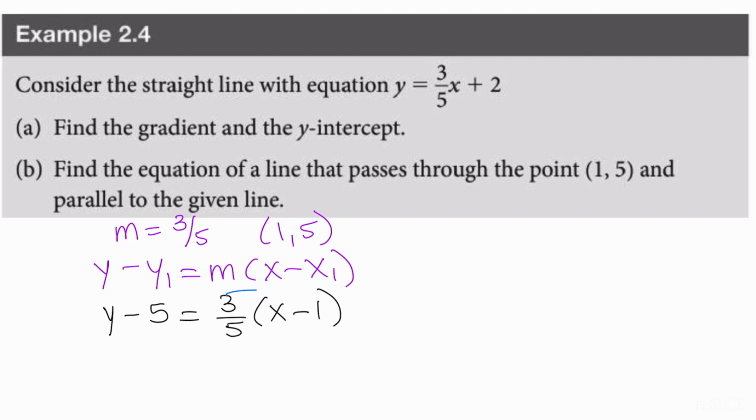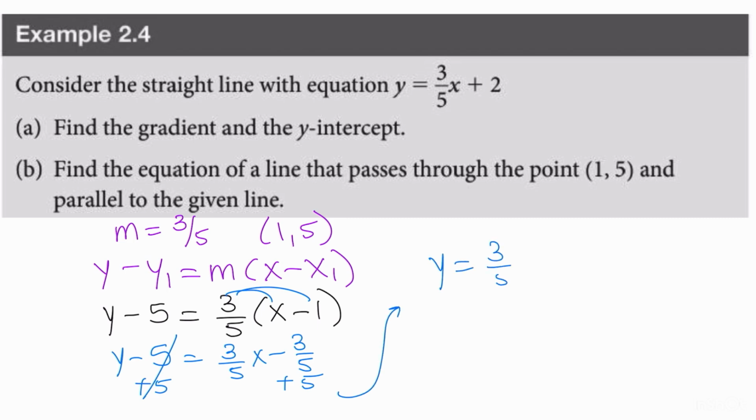So for example, in this case, I would have to distribute 3 over 5 to both the x and the negative 1. I get y minus 5 is equal to 3 over 5x minus 3 over 5. You're going to add 5 to both sides. This is something that you can just do in your calculator. In your calculator, y equals 3 over 5x. When you add negative 3 over 5 plus 5, which is 5 over 1, I'm going to do it by hand, but you can totally do it in the calculator.